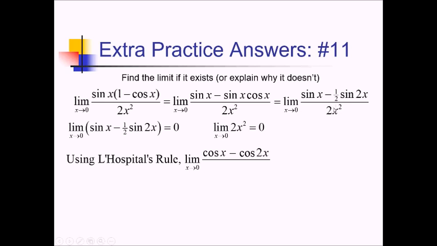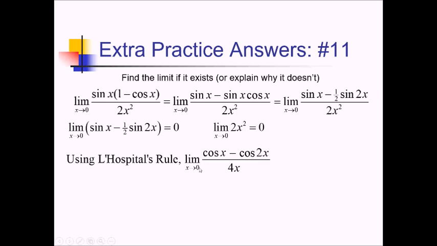Downstairs, we've got 4x taking that derivative. And just mentally plugging in 0 again, I've still got 0 in the denominator. And upstairs, this is going to be 1 minus 1, which is also 0. So we're going to have to use L'Hopital's again. And I'm again going to have to show that the limits of the numerator and denominator are both 0. So here we go again.